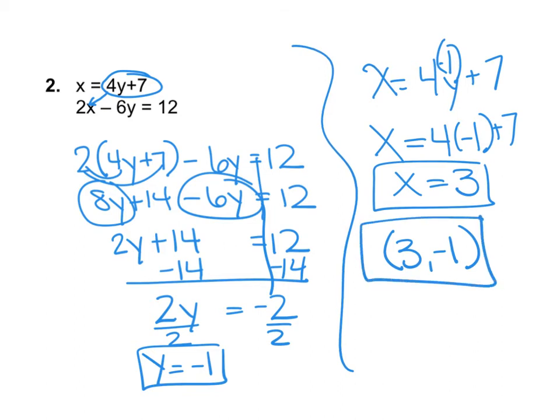If I said x is 3 and y is equal to -1, let's just double check. 4 times -1 is -4, plus 7, is that equal to 3? Yes. All right, let's plug it in here too. 3 and -1. 2 times 3 is 6 minus 6 times -1, which is going to be plus 6. Is that equal to 12? Yes, 6 plus 6 is equal to 12. So you know that the solution to the system is the point 3, -1.